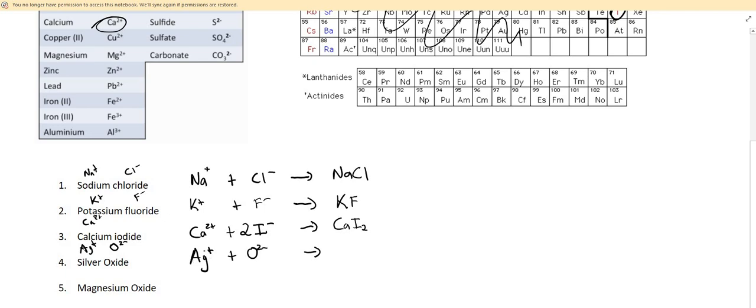Well, we need 2 of the silver ions to balance out the 2 negative charge here on the oxide. So if we have 2 silver ions and 1 oxide, they balance their charges, and we end up getting silver, and then we have 2 of them, oxide. Silver oxide. Just going to write the names in here just so you have them.